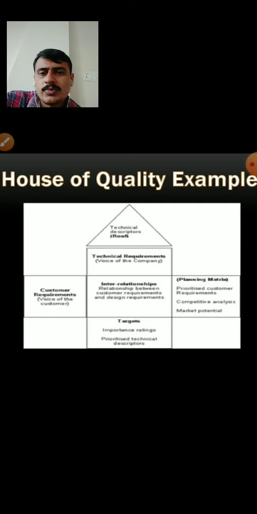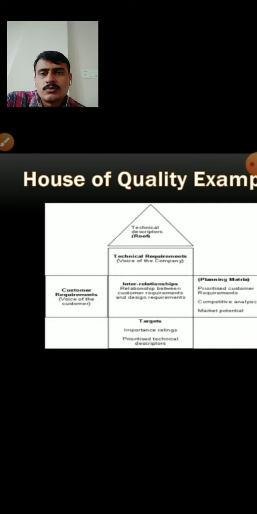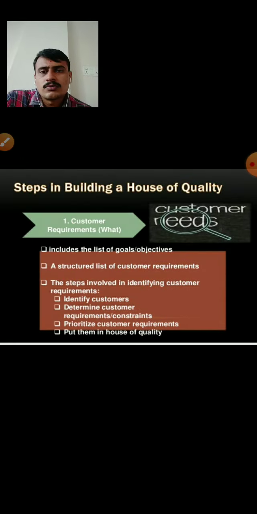Today we will see the house of quality examples. The 6 main points of house of quality are: customer requirements, roof, technical requirements, interrelationships, planning of metrics, and target. First, we will see the steps in building a house of quality. First, customer requirement. What does that mean?